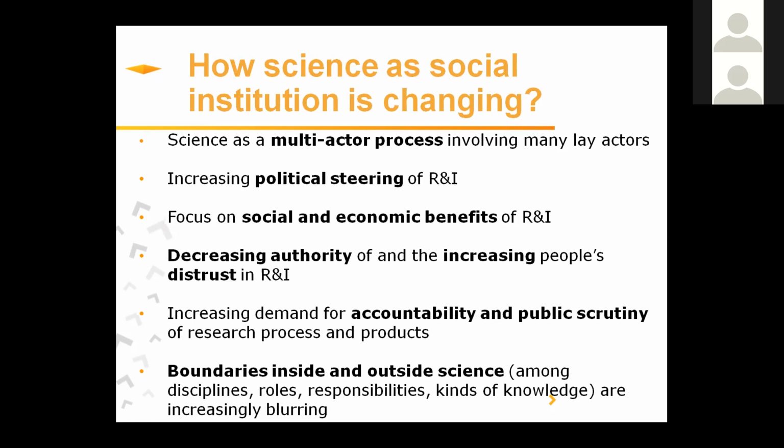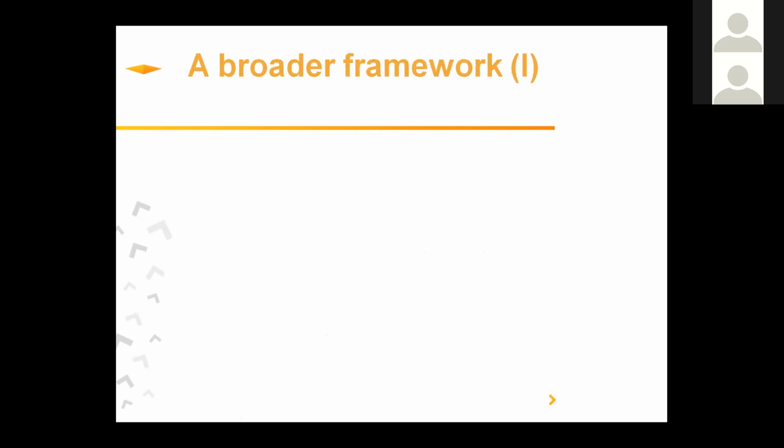Another aspect observed by the different models is that boundaries inside and outside science, for example boundaries among disciplines, boundaries among roles and responsibilities, among actors, even among the different kinds of knowledge, scientific knowledge, popular knowledge, non-Western knowledge, etc., are increasingly blurring. For understanding this change observed in science, according to me, we need to broaden the framework a little bit.